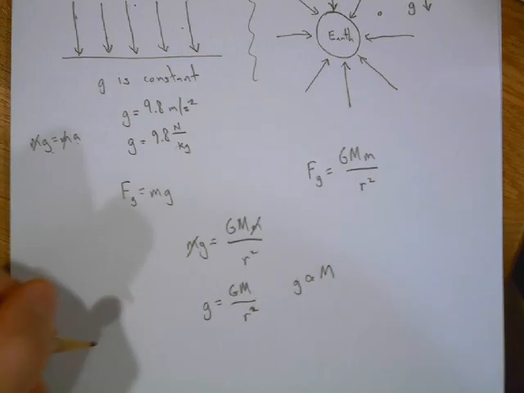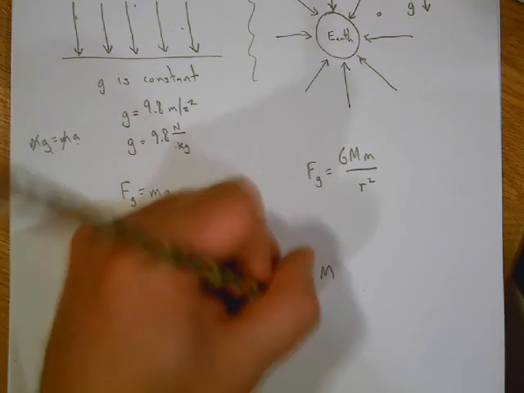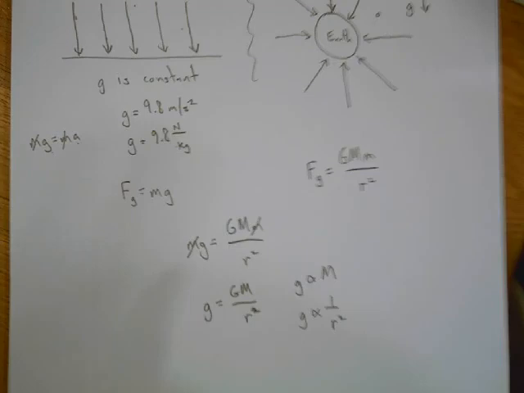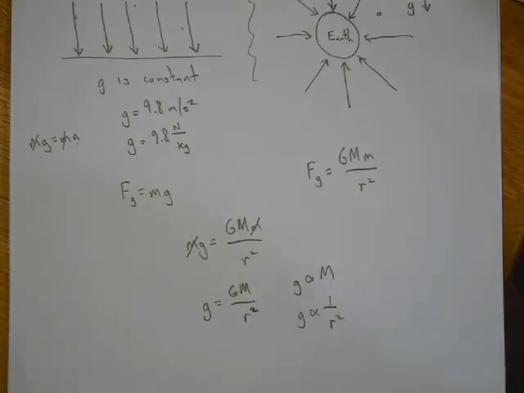So this is proportional to the mass of whatever it is you're around, and it's proportional to 1 over r squared. All right, hope that helps. Bye, kids.